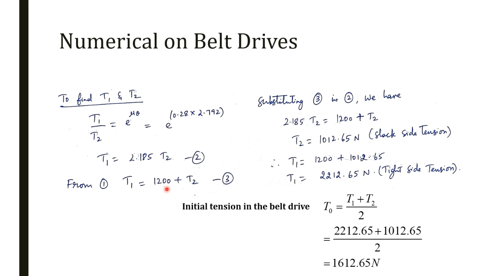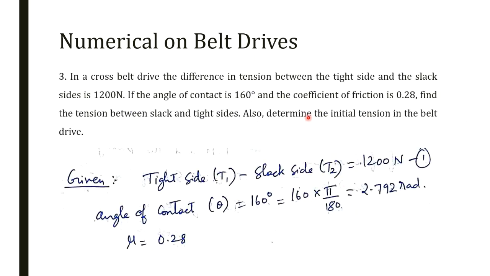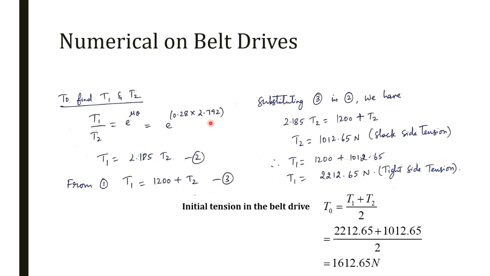T1 is equal to 1200 plus what is T2? 1012.65 Newton. Then T1 will be 2212.65 Newton, which is the tight side tension. So you have found out T1 and T2. The tensions in the slack and tight sides are found out.